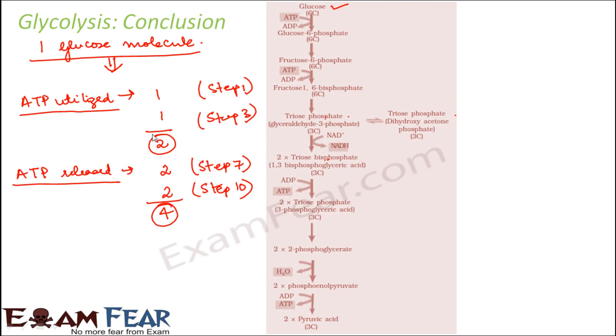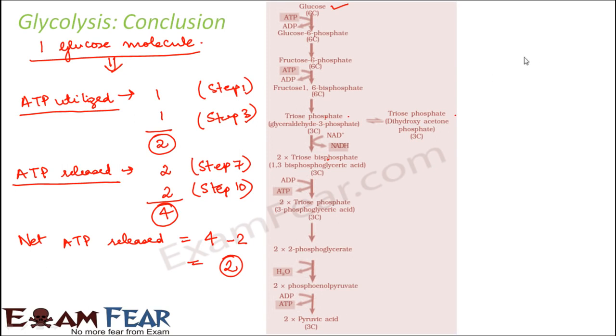Now 2 ATP were utilized and 4 ATP were released. So what can you say? Net ATP released will be 4 minus 2, that is 2. So net 2 molecules of ATP were formed during glycolysis. So this was the story of ATP.